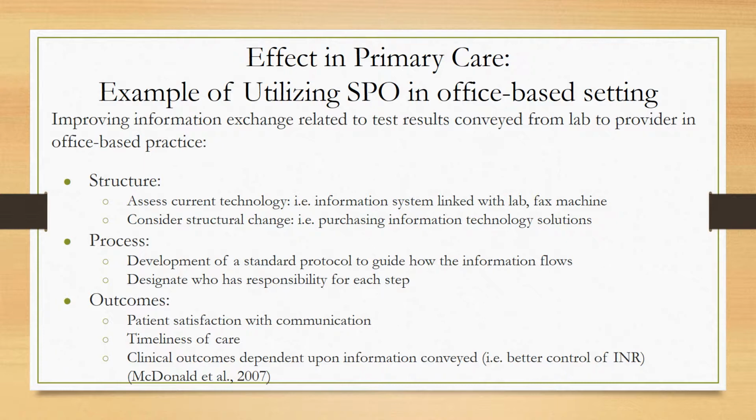Process measures would include developing and initiating a standard protocol to guide how the laboratory information flows, and then designate responsibilities to staff members within this protocol. Outcome measures would include patient satisfaction with communication, timeliness of the care, and clinical outcomes dependent upon the information relayed from the laboratory to the provider, such as a patient that has a therapeutic INR due to adjustments in their anticoagulation regimen from timely lab results.